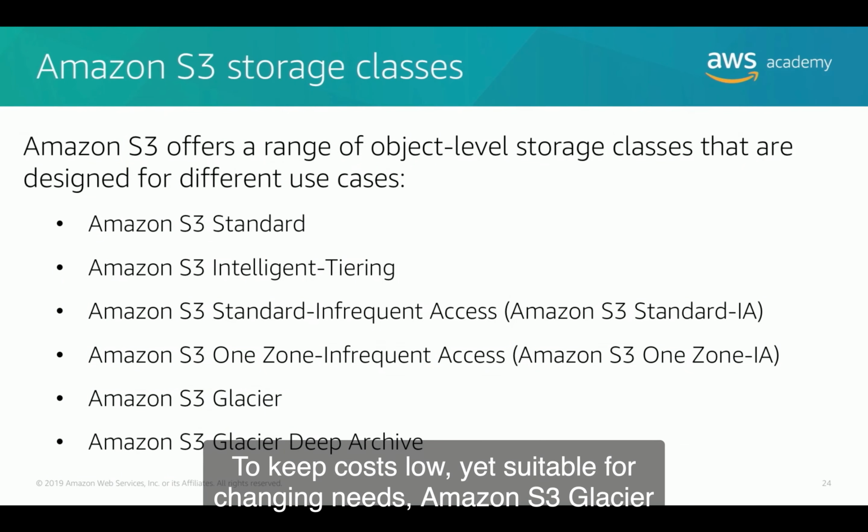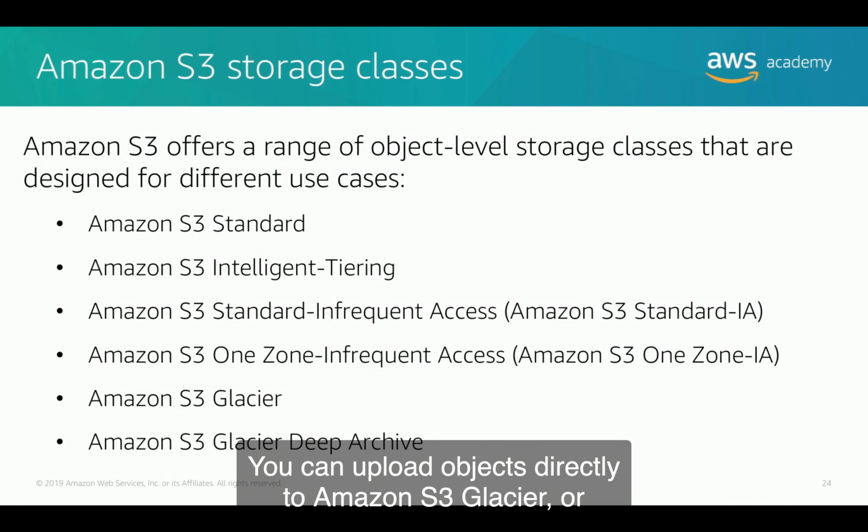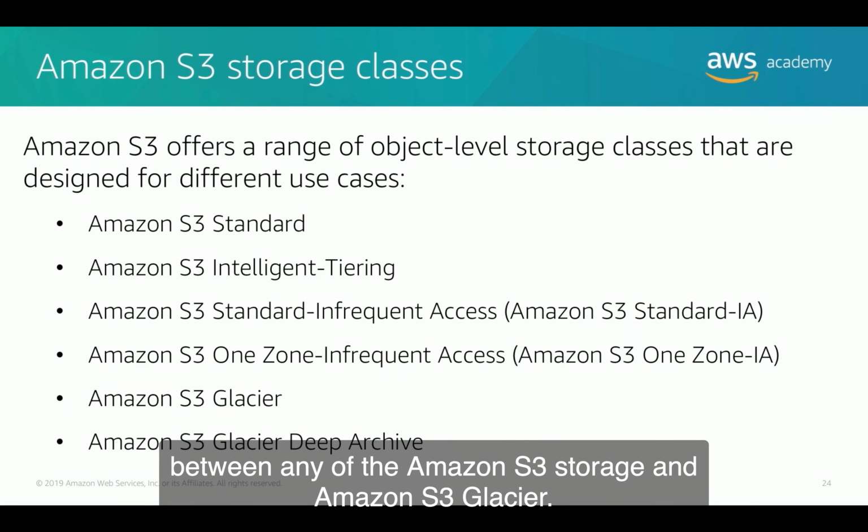To keep costs low, yet suitable for changing needs, Amazon S3 Glacier provides 3 retrieval options that range from a few minutes to hours. You can upload objects directly to Amazon S3 Glacier, or use Amazon S3 lifecycle policies to transfer data between any of the Amazon S3 Storage classes and Amazon S3 Glacier.